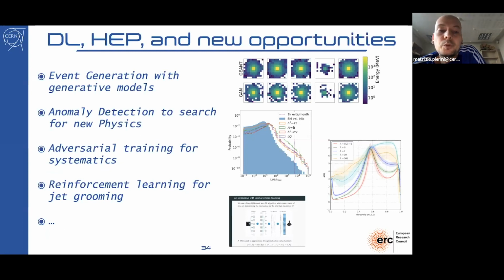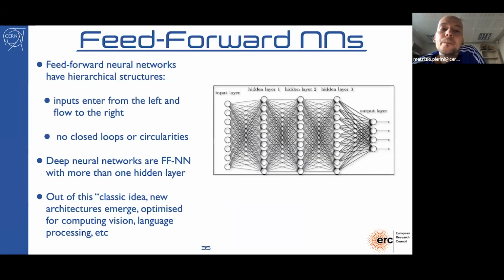You can basically shape your problem in such a way that you can not only find the solution to your problem, but you can do so while at the same time trying to minimize the systematic uncertainty associated with it. You can use reinforcement learning for jet grooming. I mean, there are many; the field of applications is much more diversified.